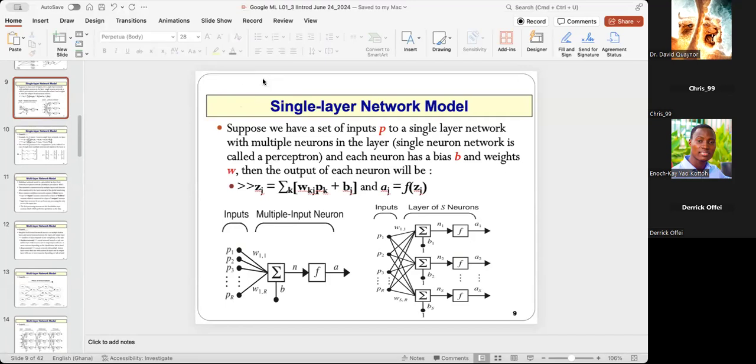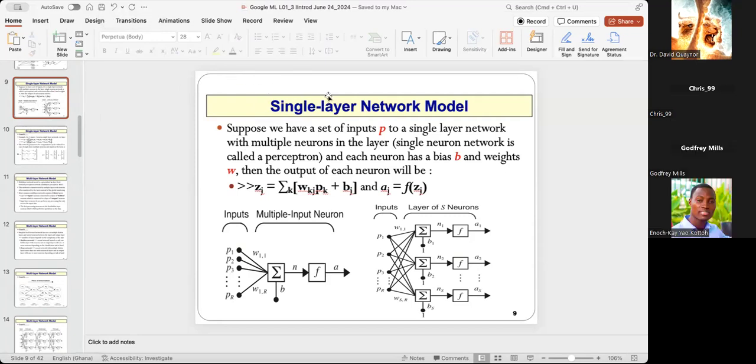Okay, so I think Dr. Mills is here, so I'll pass on the baton for him to complete. Thank you very much, Ken. My network just went off.